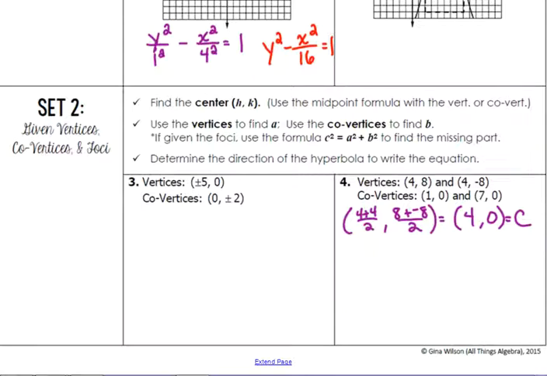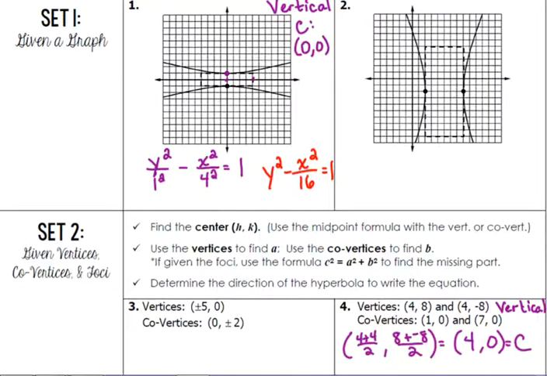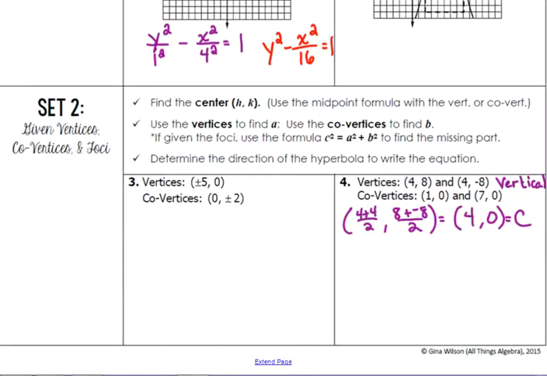So we can go ahead and fill in that part of our equation. We do need to figure out, though, whether it's vertical or horizontal. Okay, so the vertices are 4, 8, and 4, -8. So they're right above each other. So that's vertical. They're right above each other, so it's just like the picture we just looked at. The vertices were above each other, and the co-vertices are beside each other. So y is going to go first.